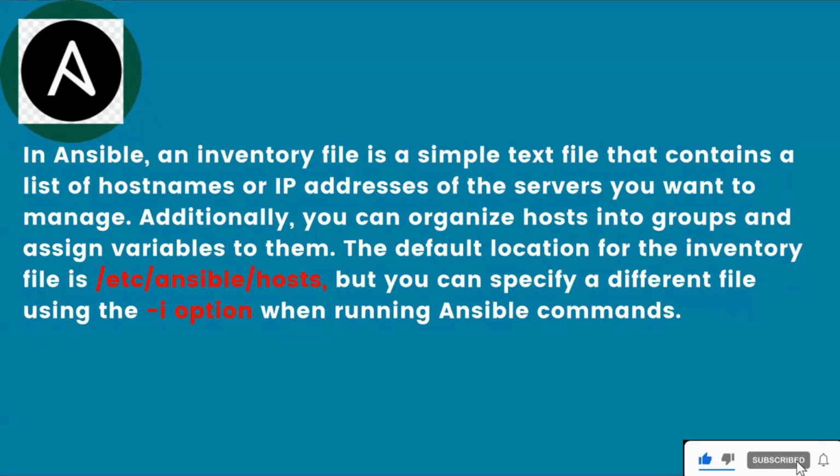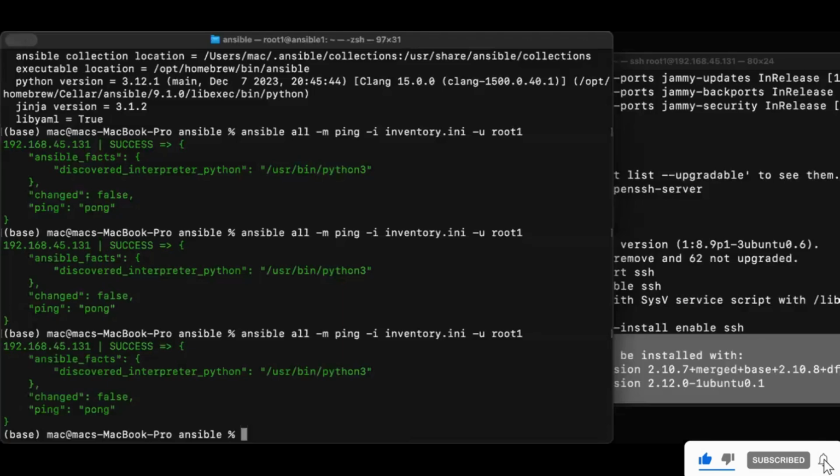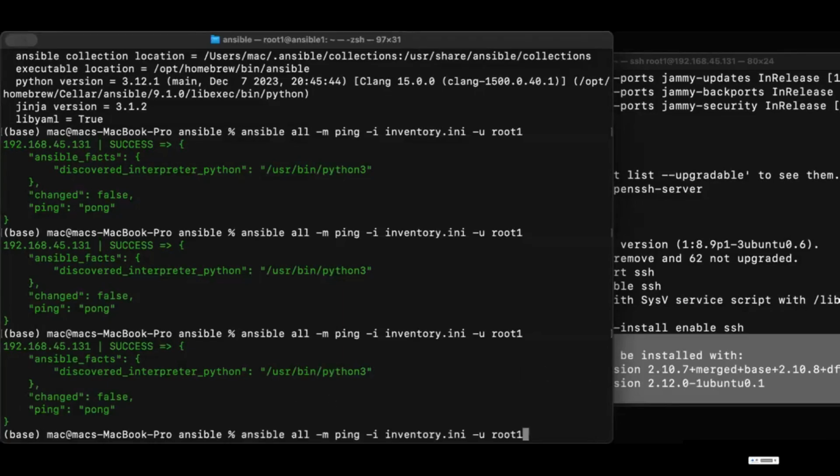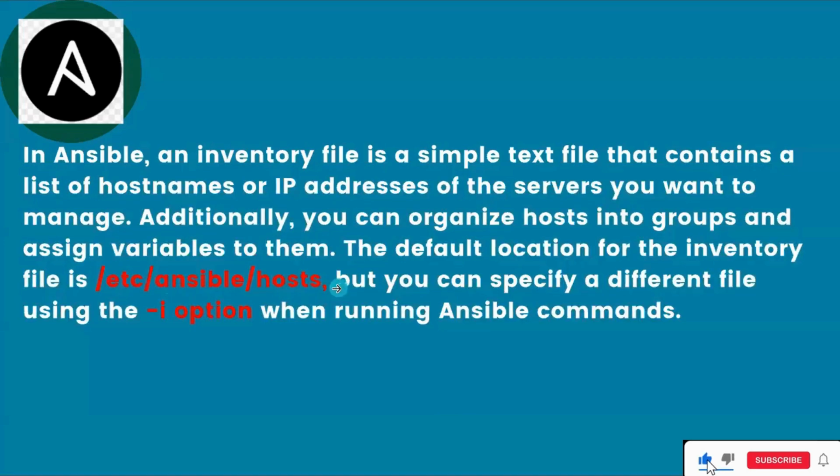The default location for the inventory file in Ansible is /etc/ansible/hosts. But if you want to manage a different one, you can specify a different file using the -i option when running an Ansible command. So in this example, if you see here, I'm using -i with an inventory.ini file, right? Which I'm managing, but it's not in the /etc/ansible/hosts location. This is another location, right?